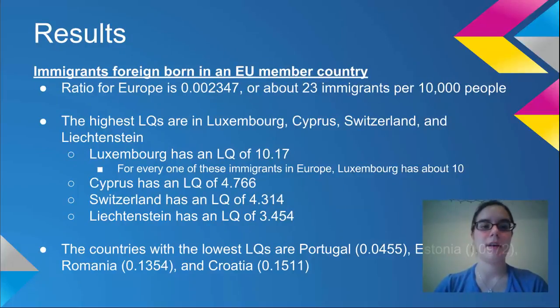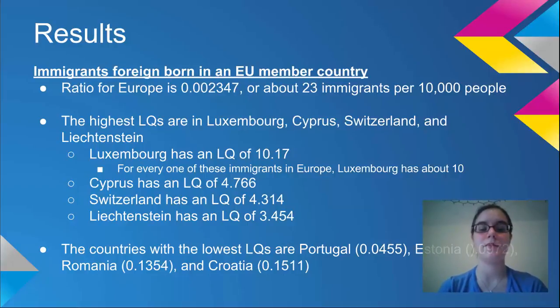For my results, for those immigrants foreign-born in an EU member country, the ratio for Europe is 0.002347, or about 23 immigrants per 10,000 people. The highest LQs are in Luxembourg, Cyprus, Switzerland, and Liechtenstein.